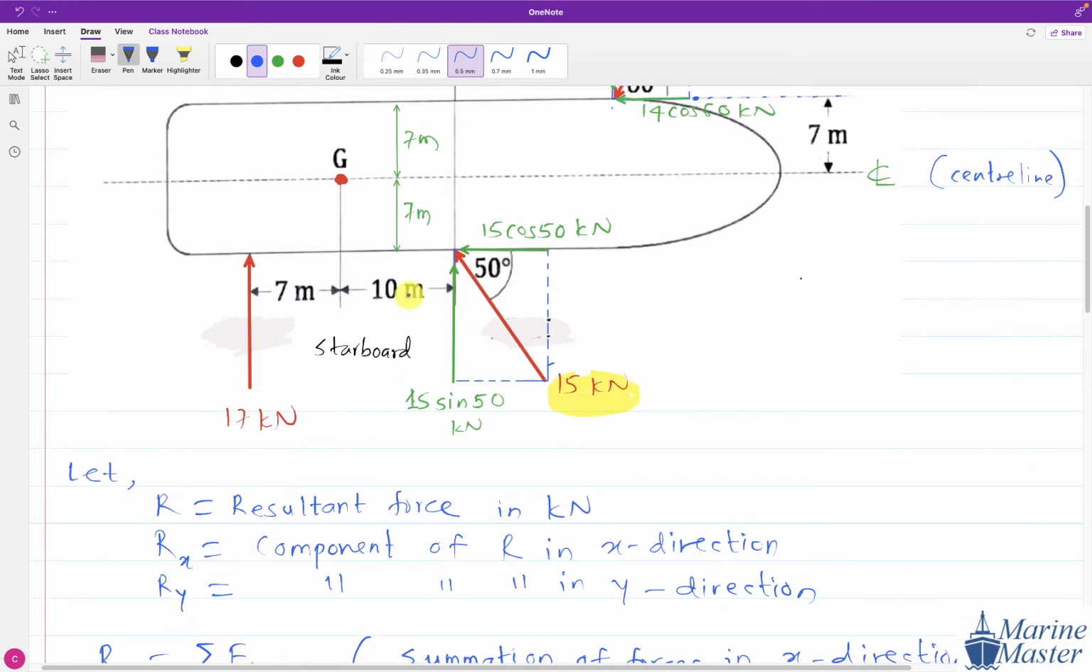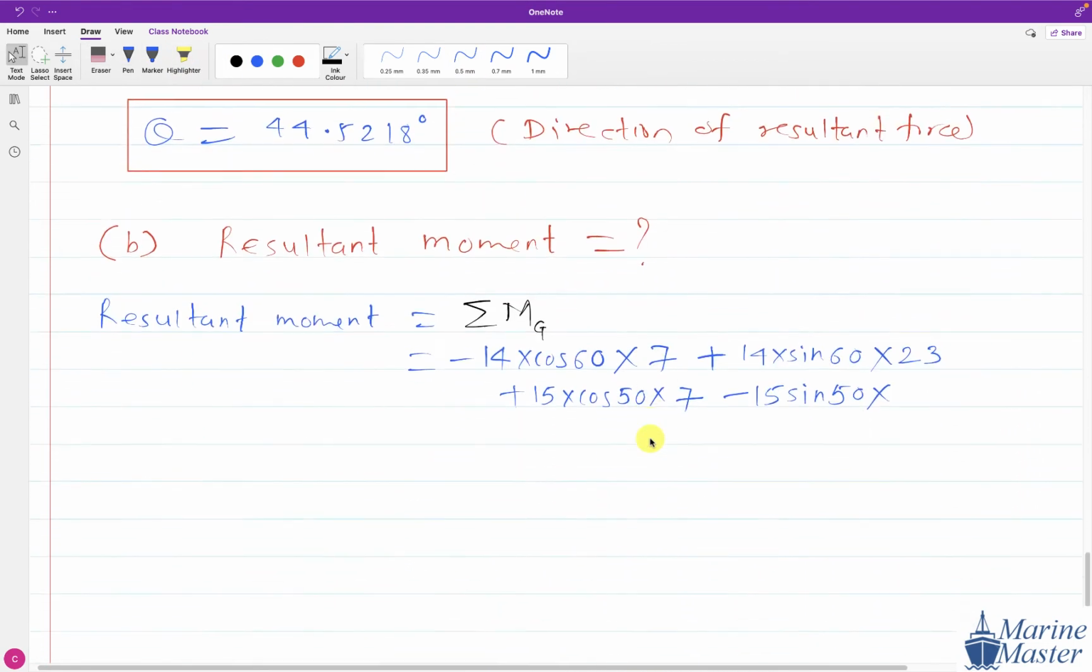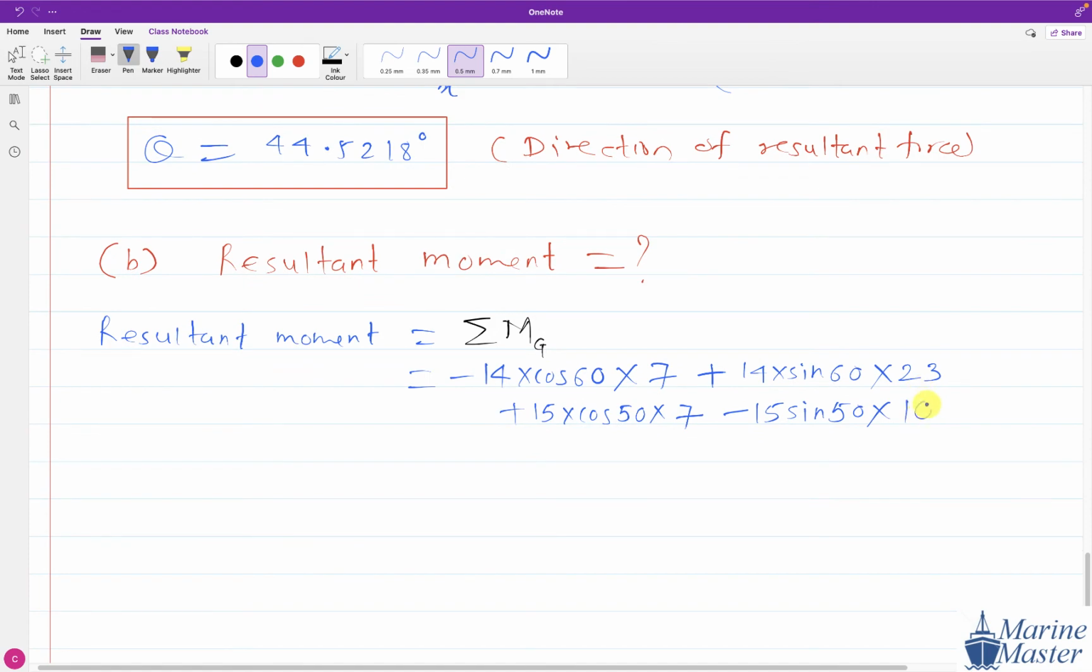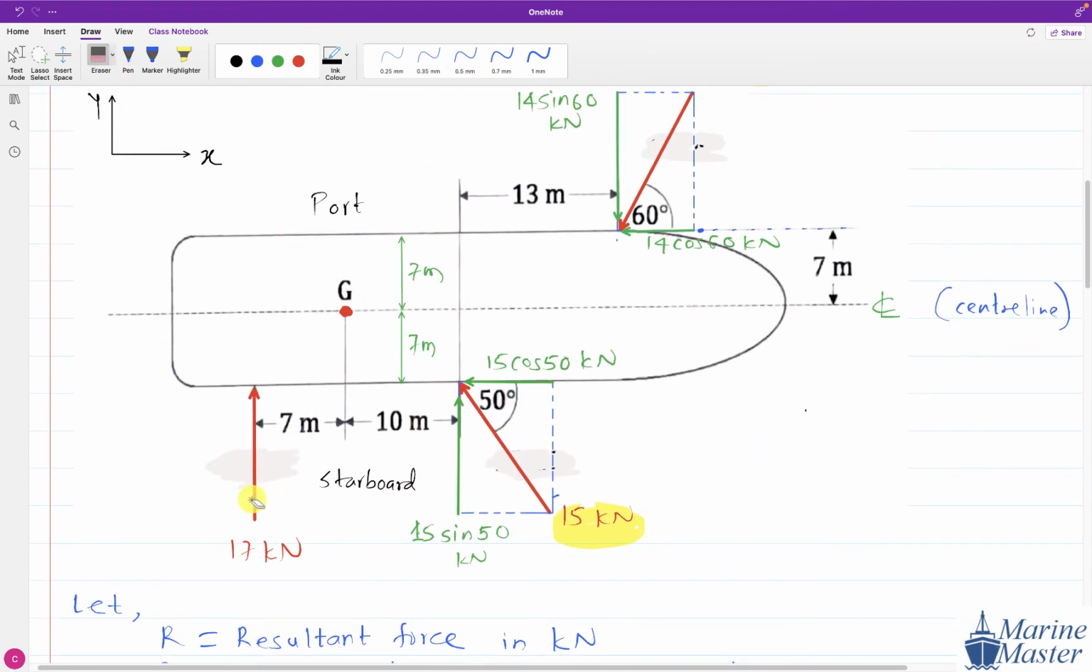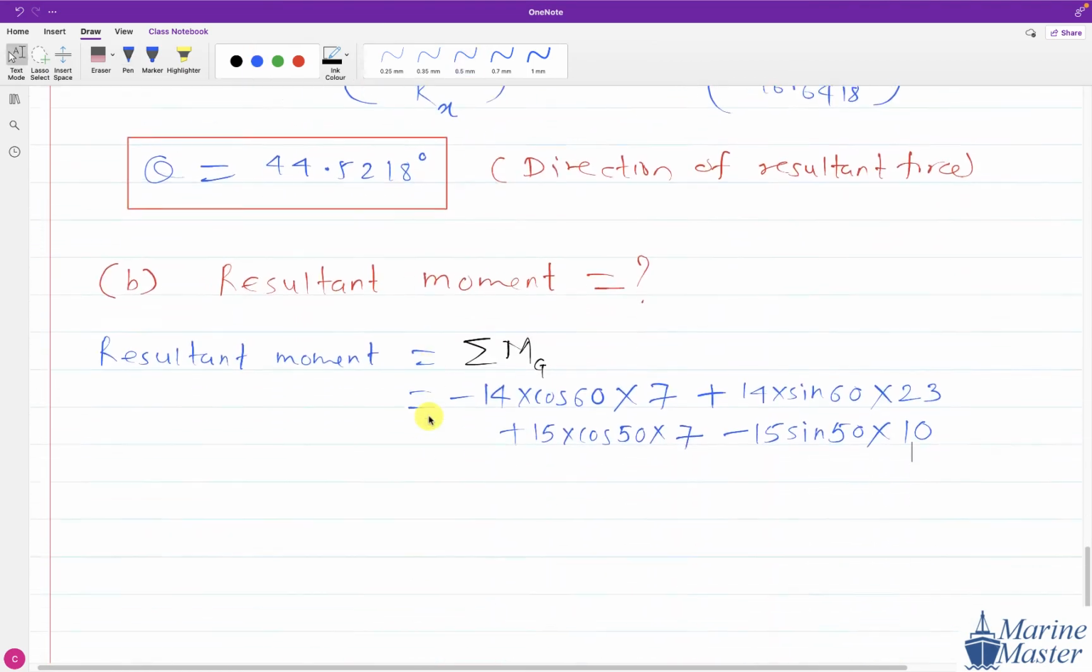The perpendicular distance will be 10 meters. At the end, which force is remaining? 17 kilonewton. Clockwise or anti-clockwise? This will be clockwise. The perpendicular distance will be 7 meters.